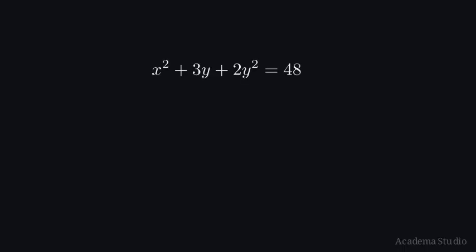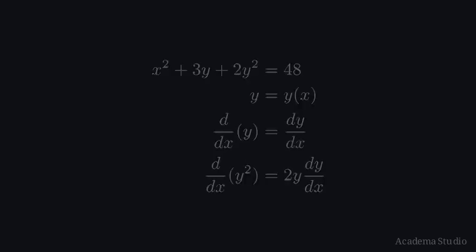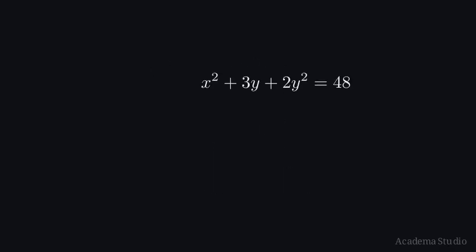Group the like terms. x squared plus 3y plus 2y squared equals 48, where y equals y of x. The derivative with respect to x of y equals dy/dx. The derivative with respect to x of y squared equals 2y times dy/dx. Differentiating x squared gives 2x. Differentiating 3y gives 3 dy divided by dx. Differentiating 2y squared gives 4y dy divided by dx. This confirms the derivative given in the question.